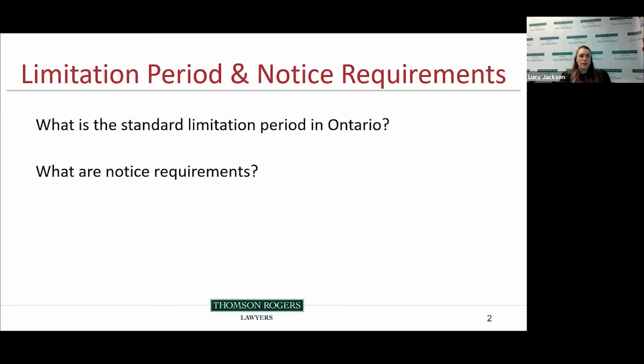So although these seem like very short periods to have to give notice to the defendant, there are some exceptions. So for example, if you have a reasonable excuse for not being able to give the notice in time and the municipality is not prejudiced, then you may still be able to proceed with your claim.